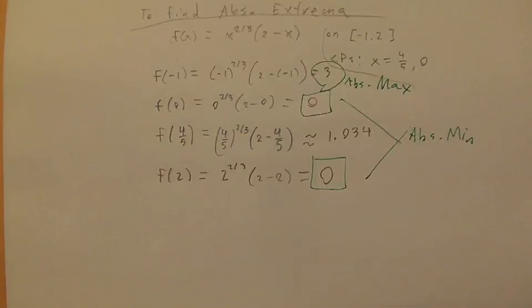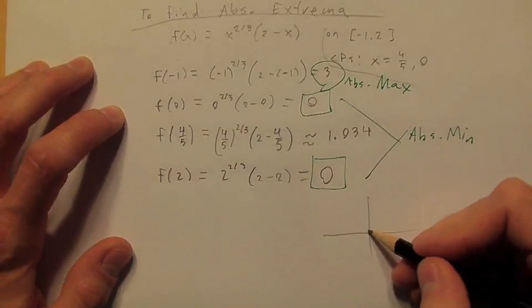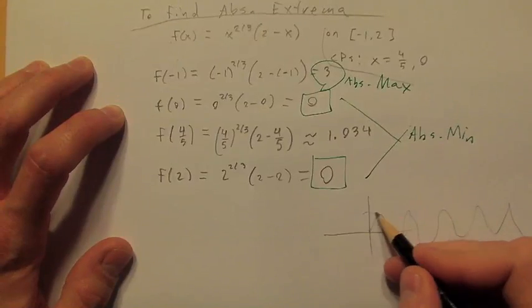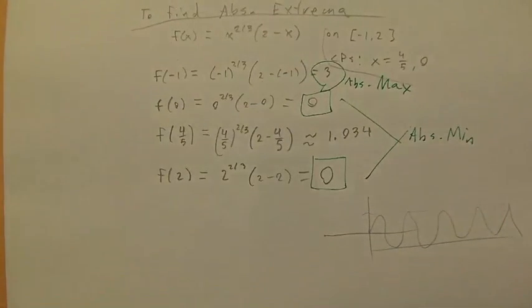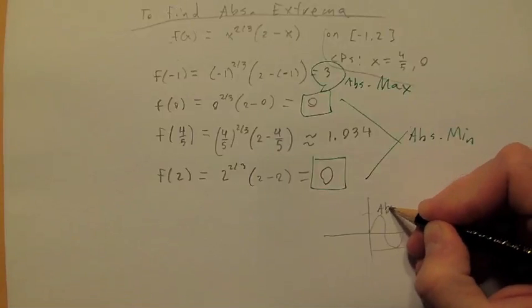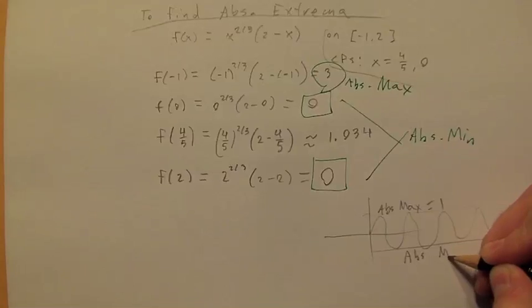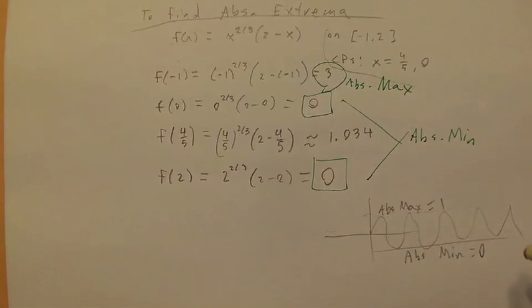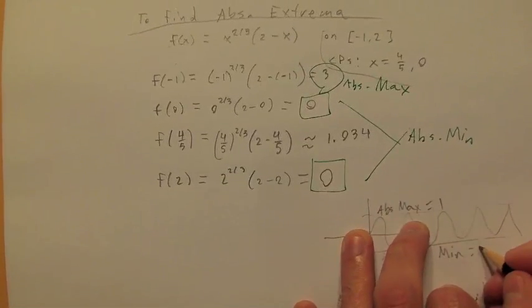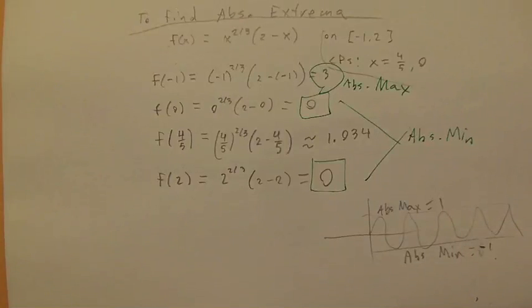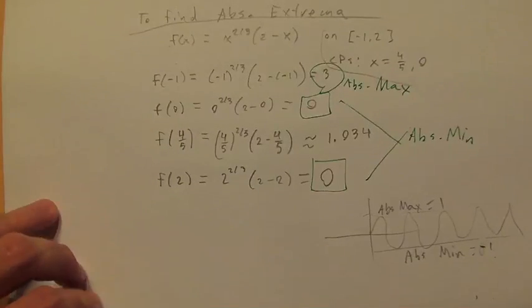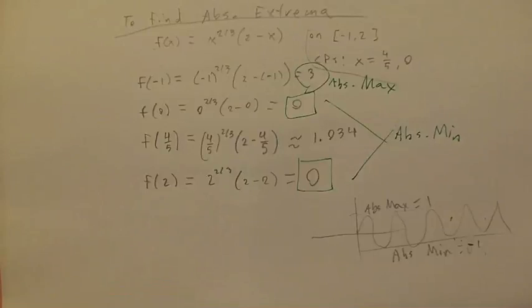Take, for example, a trig function. A trig function like sine oscillates back and forth from -1 to 1, so its absolute max is 1, and the absolute min is, excuse me, -1. They just occur an infinite number of times. Okay, so that's definitely possible. And that's what we have in this case. We have the absolute min is 0, but it just happens to occur twice.